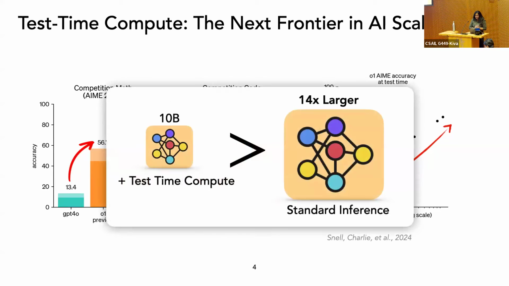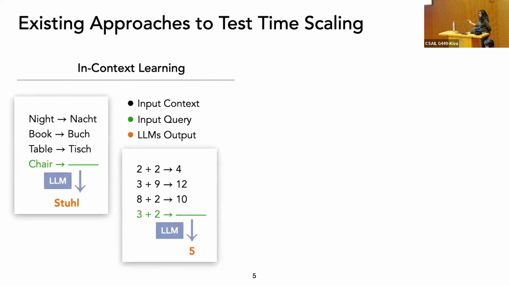Another very recent paper also shows that if you have a smaller model, a 10 billion parameter model, but you test it with test time compute, it performs better than a 14 times larger model with standard inference. So clearly this test time compute seems to be a very powerful platform to improve and align your models to a downstream task. So what are the existing approaches in this setting? The first approach is in context learning, which was studied back in 2021 and gained a lot of promise and a lot of success after that.